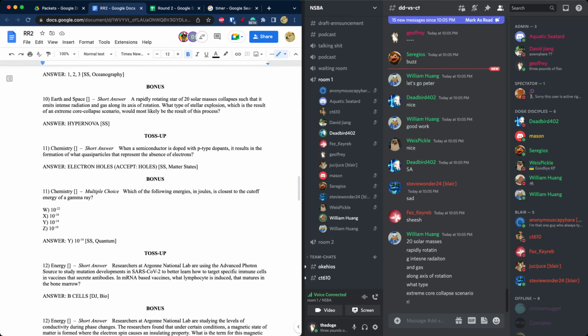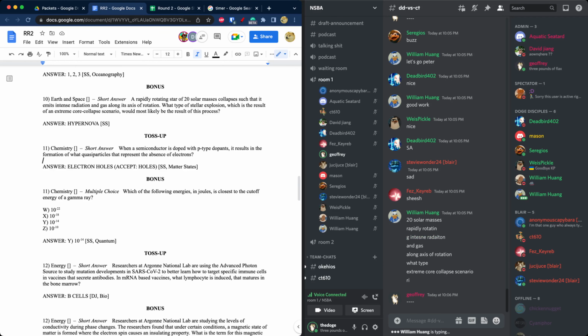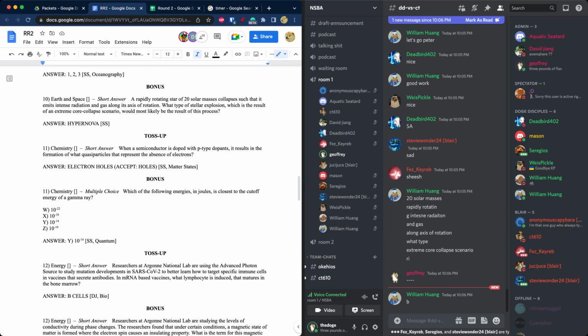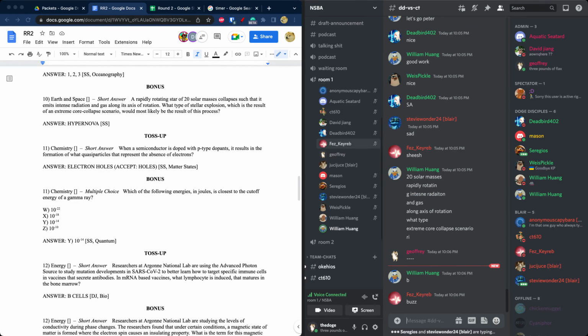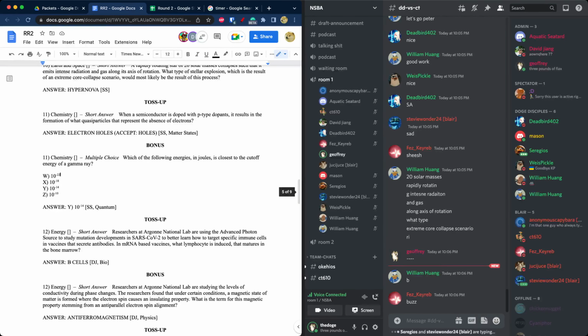Oh, we're stupid, guys. Toss up chemistry short answer. When a semiconductor is doped with p-type dopants, it results in the formation of what quasi-particles that represent the absence of electrons? Electron holes. That's correct.